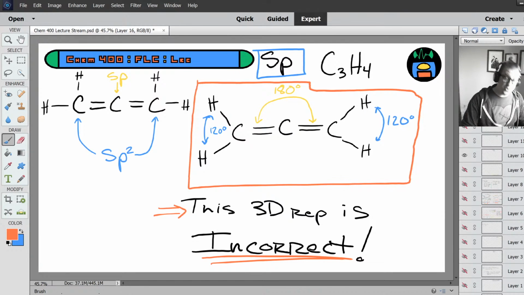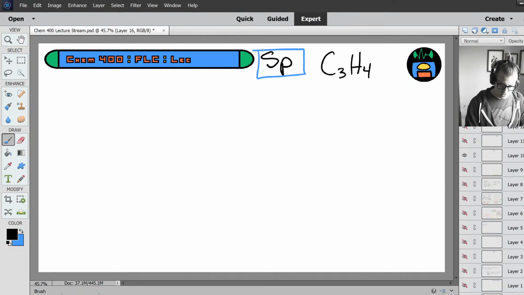And we can use our knowledge of direct and indirect orbital overlap to draw the actual picture, to see what this molecule actually looks like in 3 dimensions, and to learn why this is wrong. This is why this is not the way this molecule looks. All right? And that's what we're going to do right now. So let's take a look.